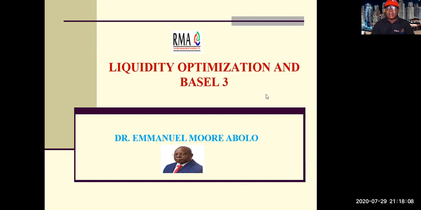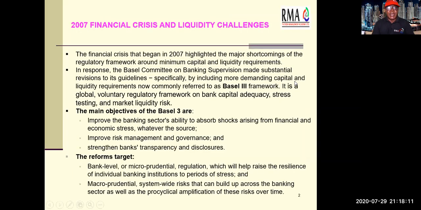Now, we want to quickly recollect that the global financial crisis, which began in 2007 and ended in 2009, 2010, highlighted the major shortcomings and issues with the framework that was crafted under the now known Basel II Capital Accord. You will recollect that the Basel II Capital Accord focuses around minimum capital requirements under the Pillar 1, and we are going to talk about this much later.